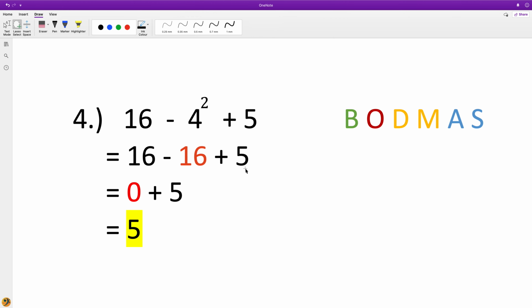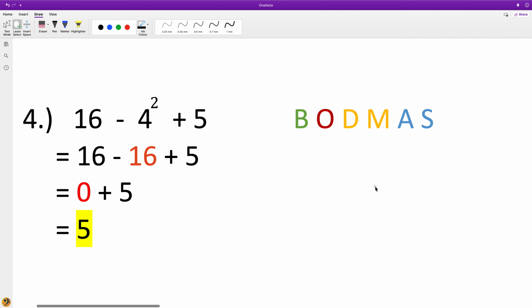So then we can simply evaluate this, just doing one step at a time, which is highly recommended. A lot of people can make a lot of errors by trying to do more than one thing at once. So if we just keep it simple, we have a subtraction here and we have an addition. They're the same ranking order, so we look left to right. It's the subtraction. So the next line of working becomes 0 plus 5, which is 16 minus 16. We evaluate that, and then we add on our 5, and 0 plus 5 equals 5.